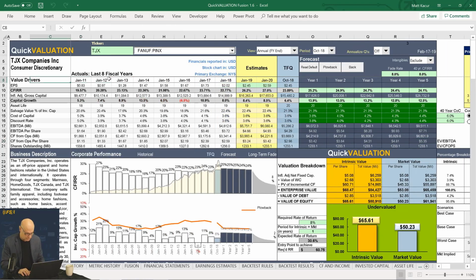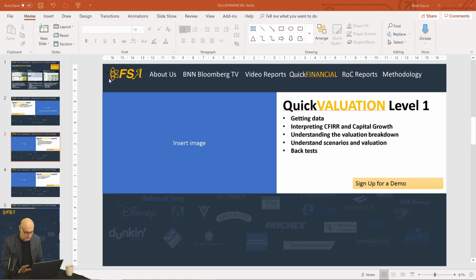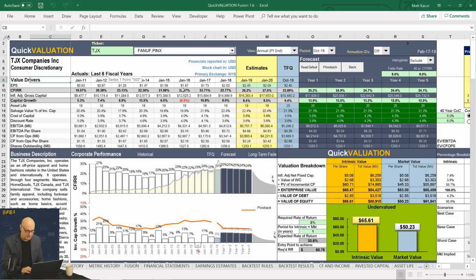Okay, so there's some really good points. I want to stay on point here. Understanding valuation breakdown, did that. Understanding scenarios and valuation. Oh yeah, one last thing here is a back test.